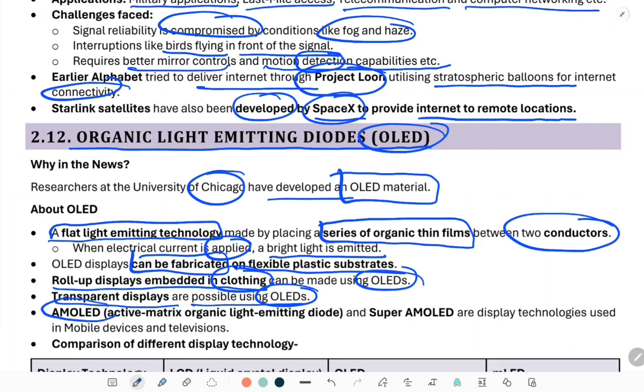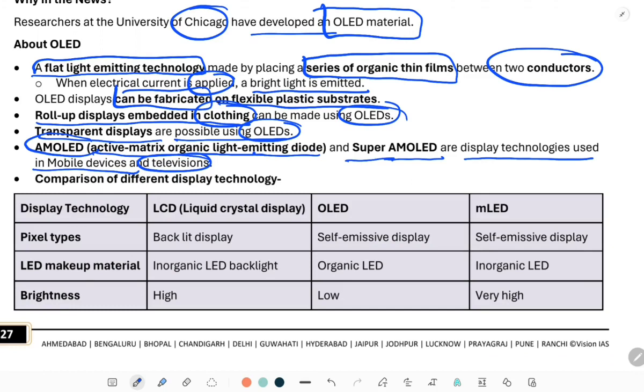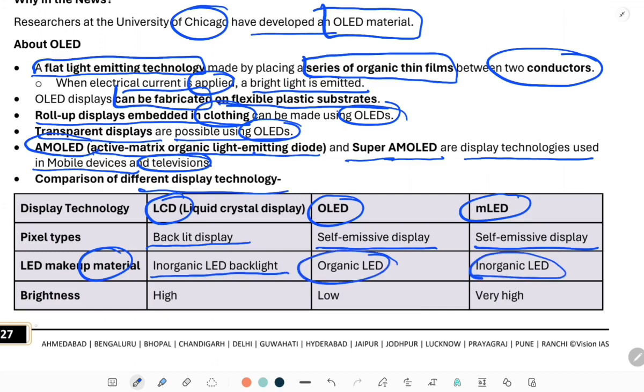AMOLED, active matrix organic light emitting diodes, and Super AMOLED are display technologies used in mobile devices and televisions. We'll see the different display technologies and their comparison: LCD, liquid crystal display, OLED and MLED. In LCD, the pixel type is a backlit display. Here it is a self-emissive display, and here also a self-emissive display. For the LED makeup material, LCD is an organic LED backlight, here organic LED, and this is inorganic LED.